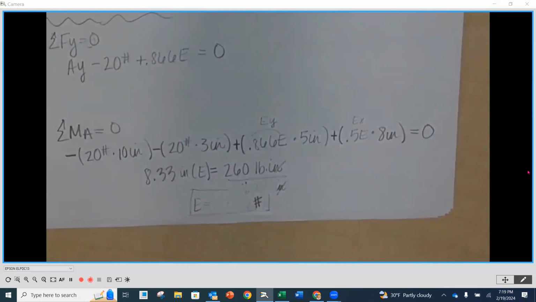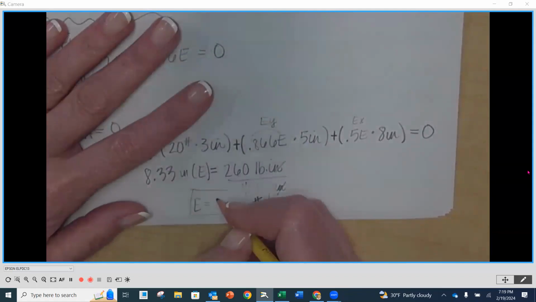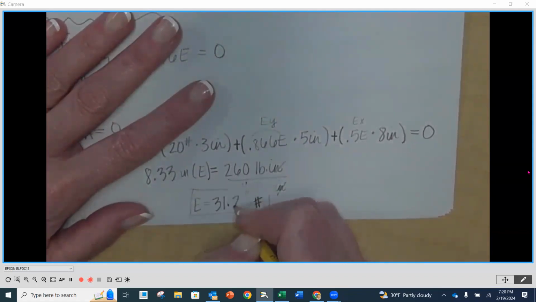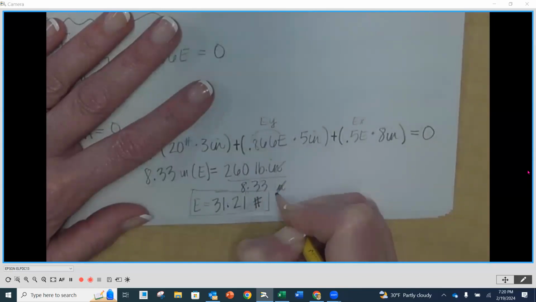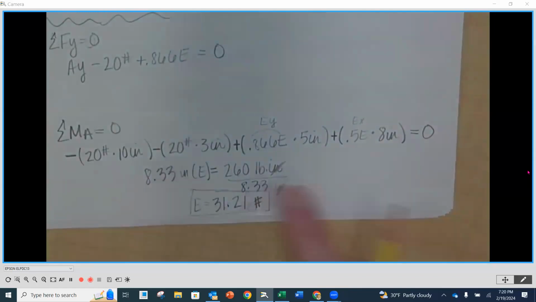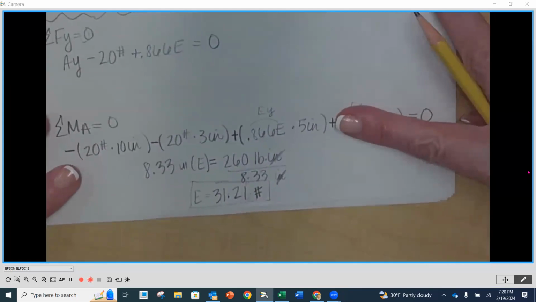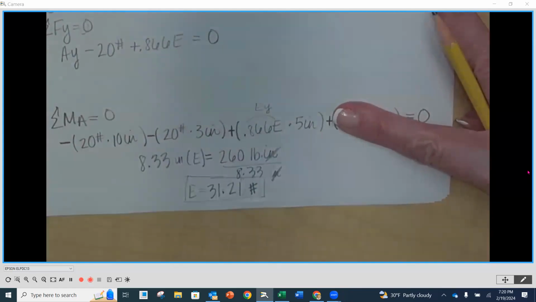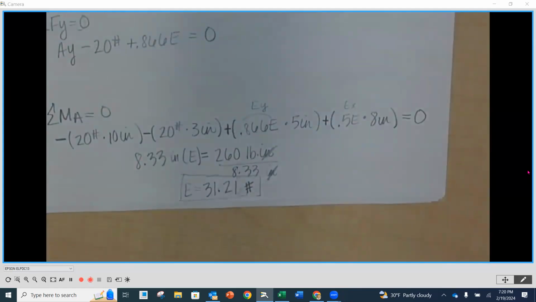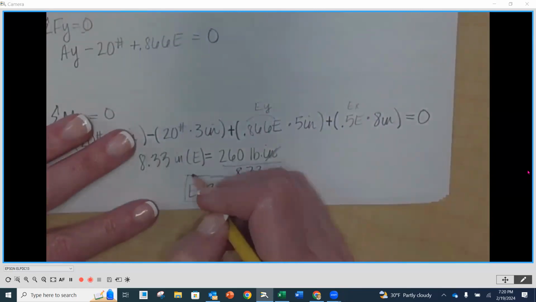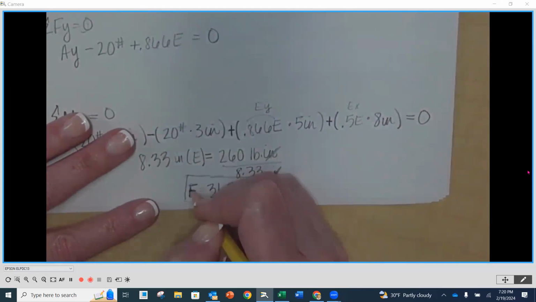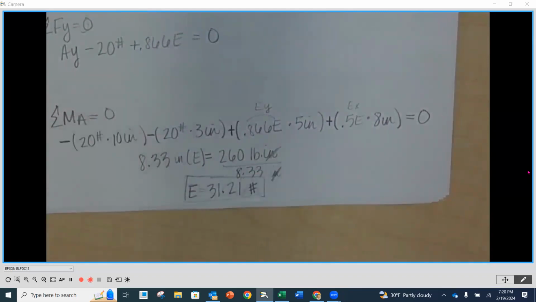And then 260 divided by 8.33, 31.21. Yeah, thank you. What I forgot to do was multiply that out, that's the 4.433. So sorry about that. I didn't do both of them. That's why we check our work. It's good. Okay, it's a team effort.